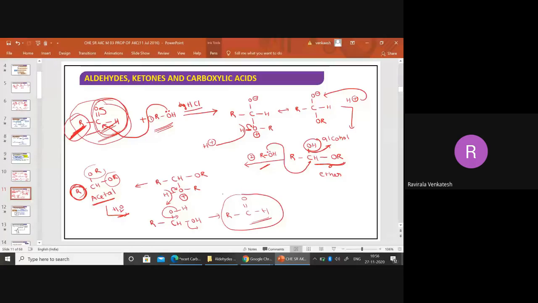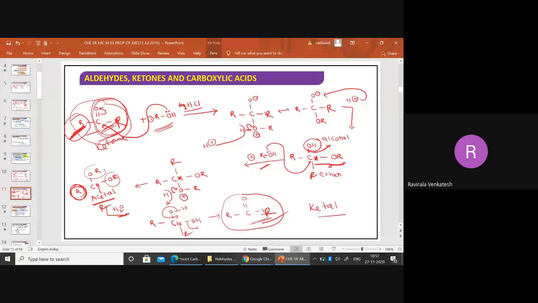Now, how to get the ketal? Very simple. Put R here in the place of this; it will now be a ketone. If you take ketone, we get the ketal. If you take aldehyde, we get the acetal. If you take ketone, we get R here, and here also R, and here also we are going to get the R like this. Very simple.